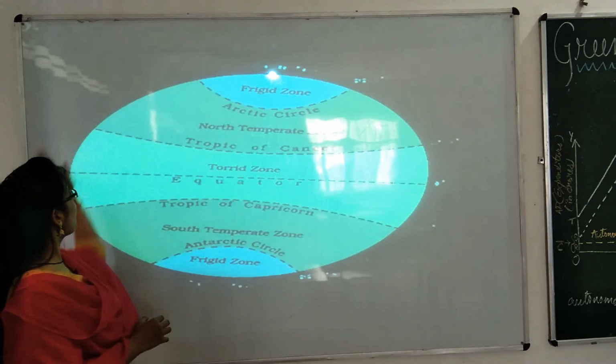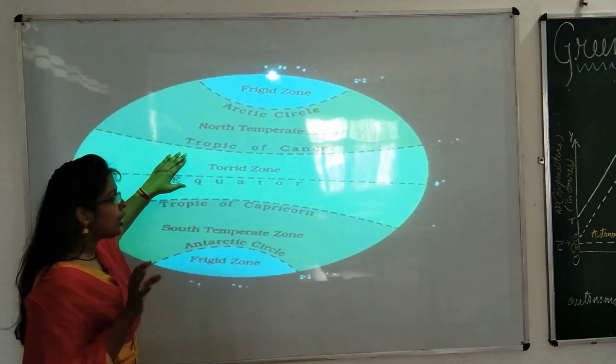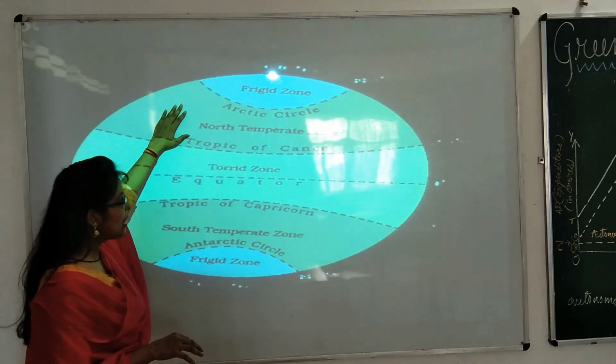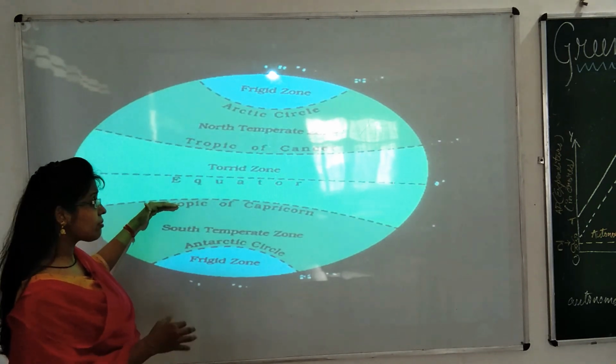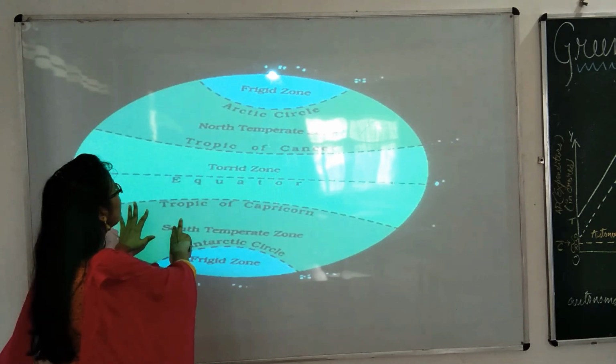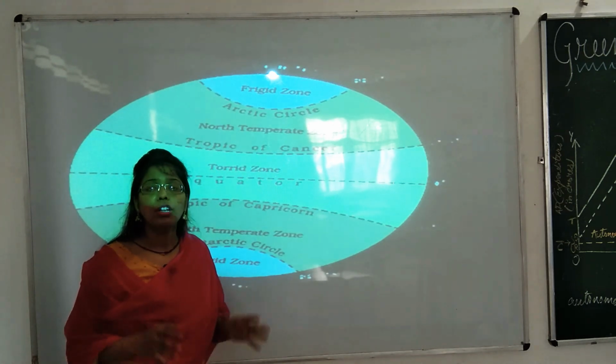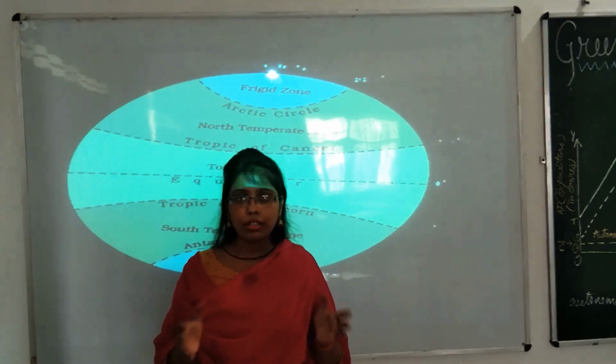So this is what we had about the heat zones of the earth. Near the equator is the torrid zone. Above Tropic of Cancer and below Tropic of Capricorn you will find the temperate zones, the south temperate zone and the north temperate zone, and at the poles you will find the frigid zone. So this was about the heat zones of the earth, students.